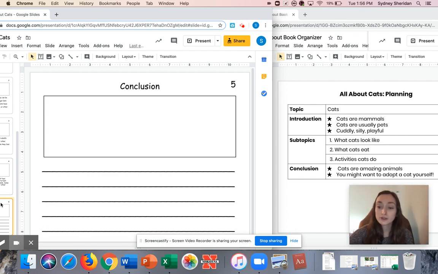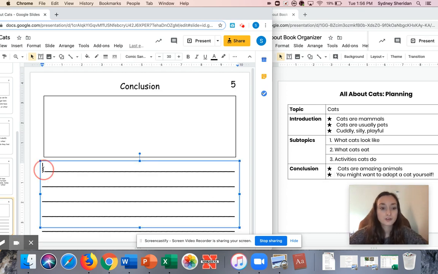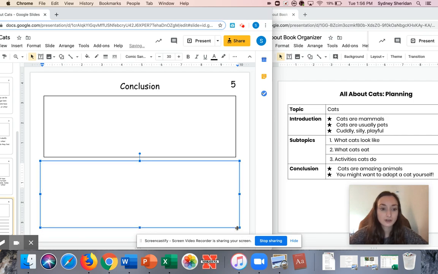Now, before you start writing, you need to make sure that you have your planning sheet right next to you. The same way we always did with our how-to books, the same way we've been doing with our all about books, because our plan tells us what we wanted to remember to write in our actual book, right? So for our conclusion, you need to look at your organizer and find where you said conclusion and what points you wanted to include. So I'm going to type in here, but you can also write if you print your all about book template out.